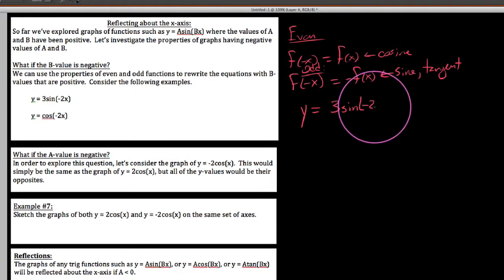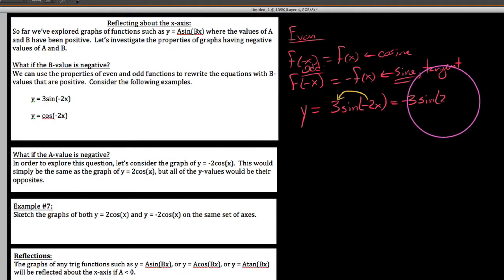Considering the following examples, say y equals 3 sine of negative 2x. Since sine is an odd function, we can take that negative and put it out front. So this would be rewritten as negative 3 sine of positive 2x. You can see that b we could always make positive. It either throws the negative out front or makes it positive, but a is the one we're really going to be concerned with.